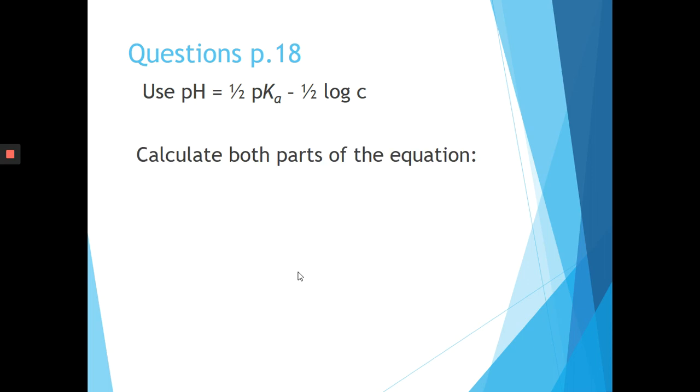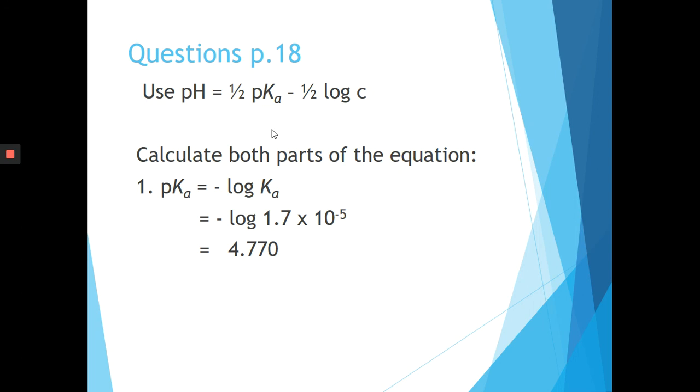Right, next bit we're going to be looking at is the actual calculations you're to work through. I've done some examples. I'm going to quickly talk through them, but I would ask you to look at the slides again when you come to do the calculations yourself. So the first one is the questions on page 18, and we'll be looking at question 1 initially. The first set of calculations you want to use pH equals a half pKa minus a half log C. You're going to need to work out both what half log C is and what half pKa is for these.